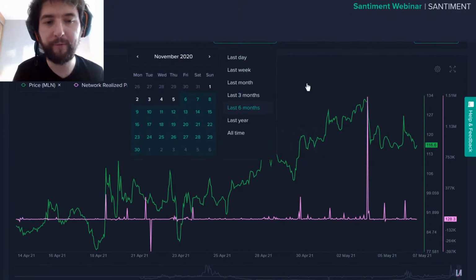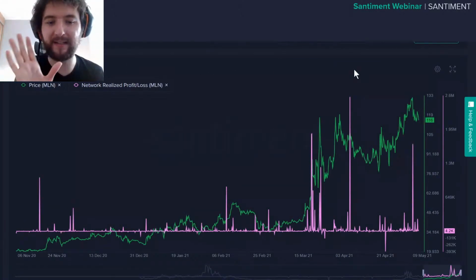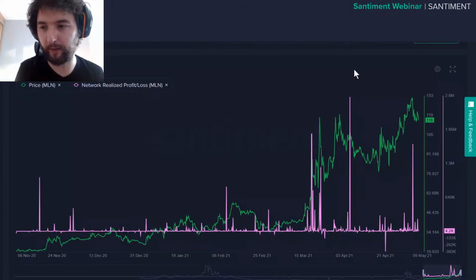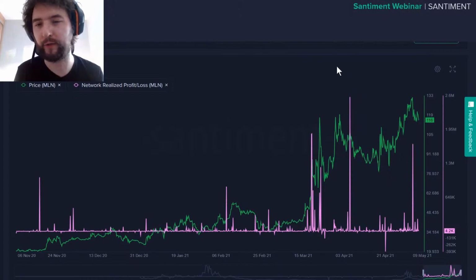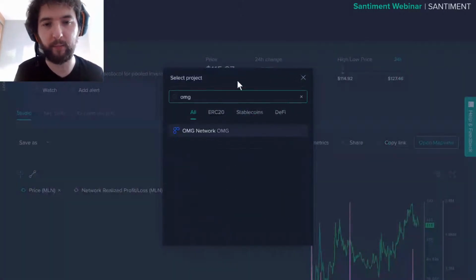So I'll show you a few more examples, because one of the other things that I want to mention about this particular metric is that you don't necessarily only use it for spotting tops. Like, for example, if we look at OMG, right?